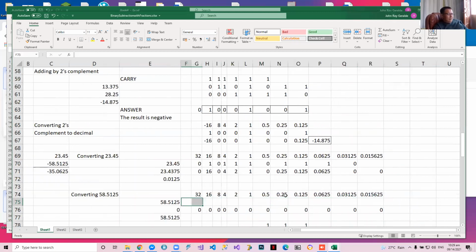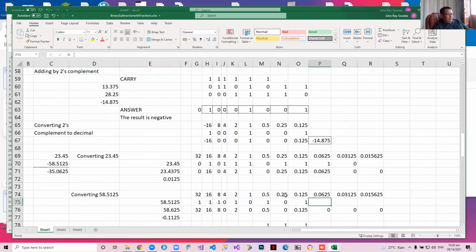Okay. So we need a 32. We are left with the 26. We need this. We are left with a 10. So we know what a 10 is. And then we're left with a 0.5. So we need to have this. And then this is 0.